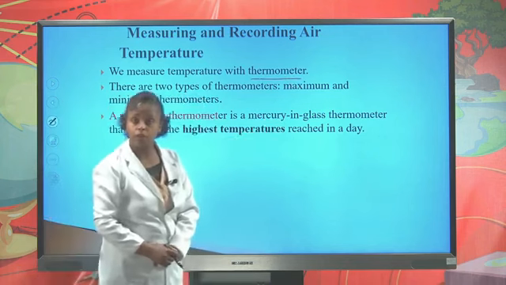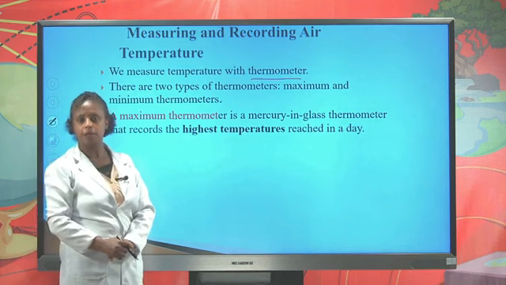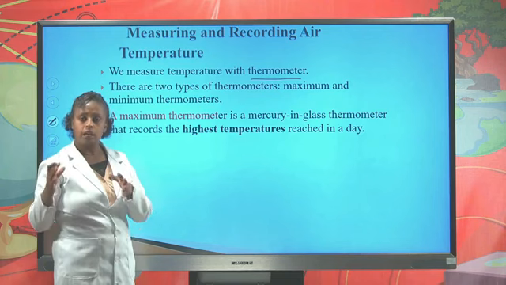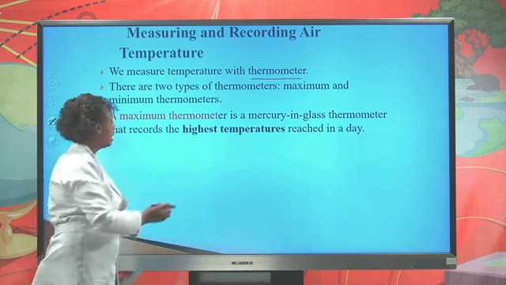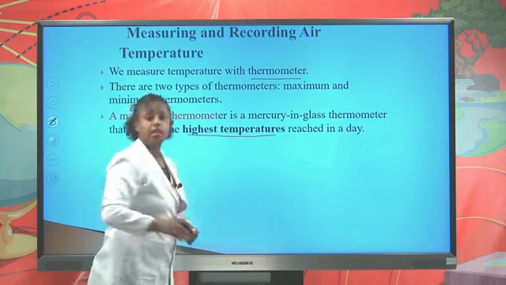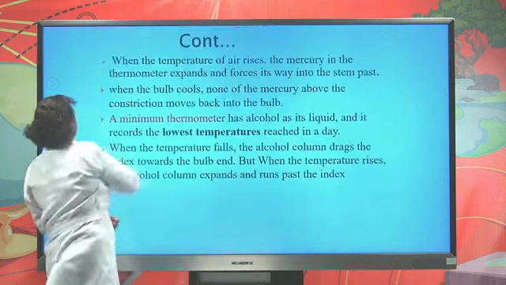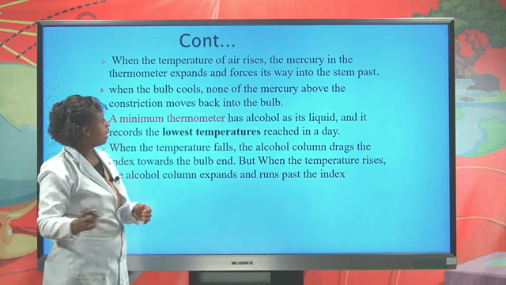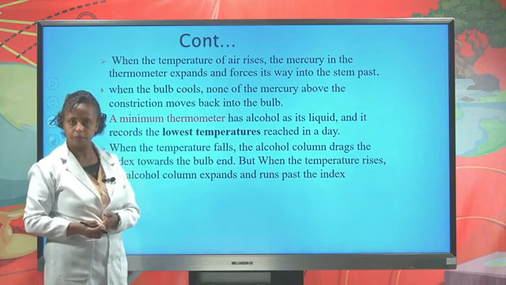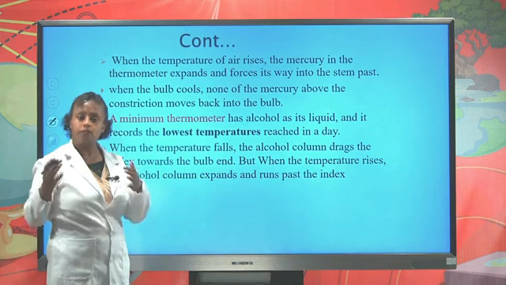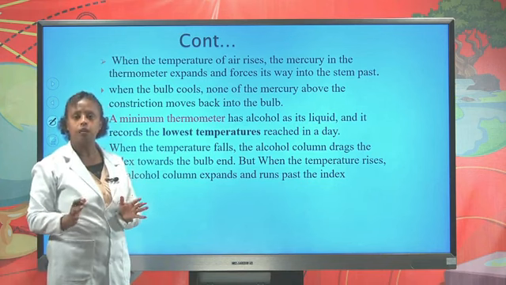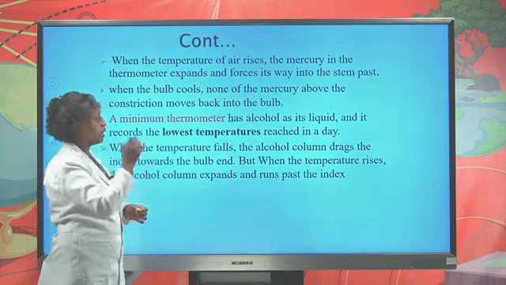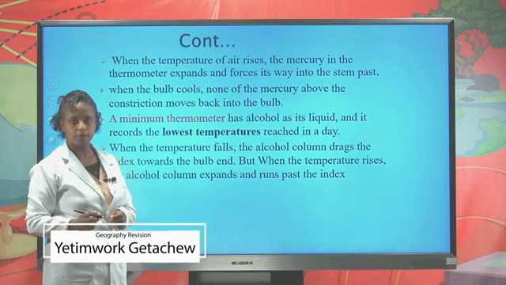There are 2 kinds of thermometer, the maximum thermometer and the minimum thermometer. In the maximum thermometer, there is mercury in the thermometer glass and it records the highest temperature reached in a day. When the temperature rises, the mercury expands and is forced away into the stem. And when the temperature falls, none of the mercury returns back to the bulb. This is because the length of the mercury in the thermometer remains constant.